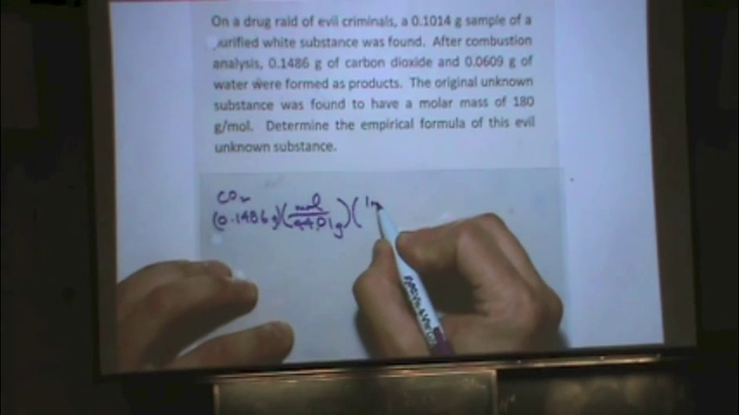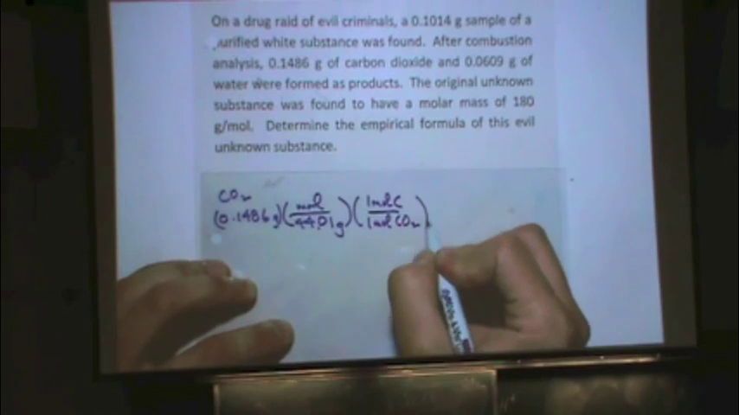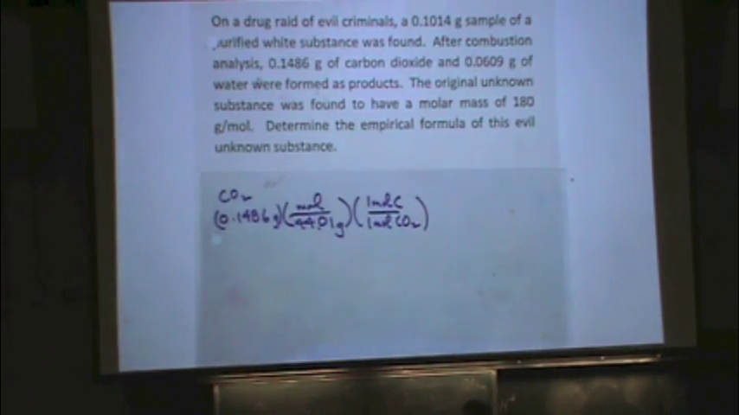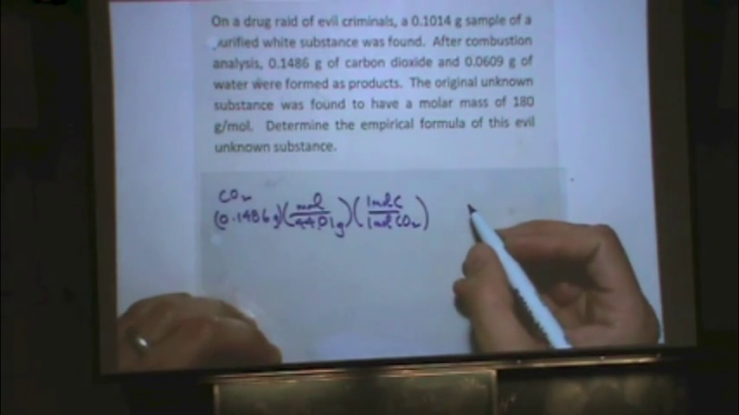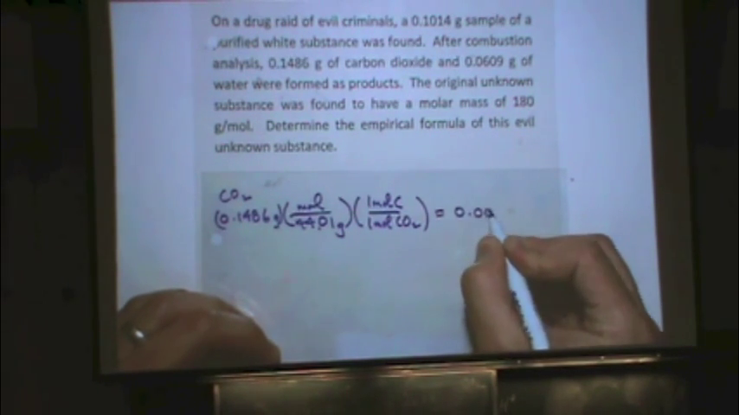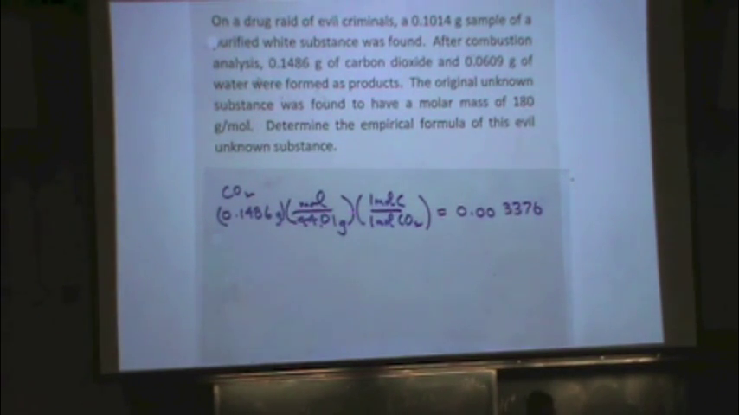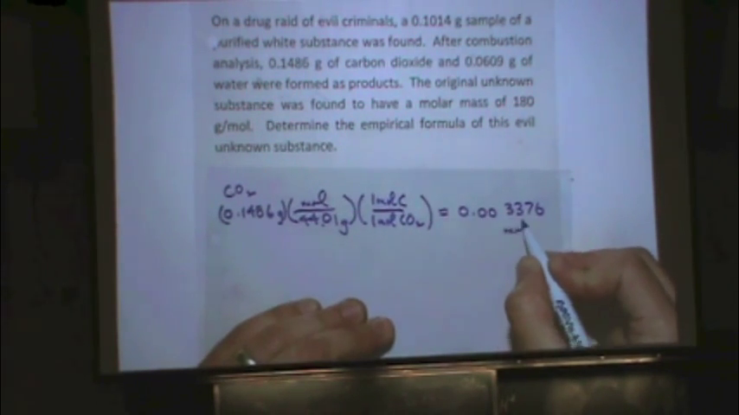So how do I do that? There's 1 mole of carbon in every 1 mole of CO2. Well, what does that mean? There's 1 carbon atom for every molecule of CO2. So thus there's a mole-to-mole ratio. So this converts me to moles of carbon. And let's see, I think I have that number. It's 0.003376. I'm just going to keep a number of digits right now. I'm going to round later. Okay, that's for CO2, or carbon. Remember, this is moles of carbon.